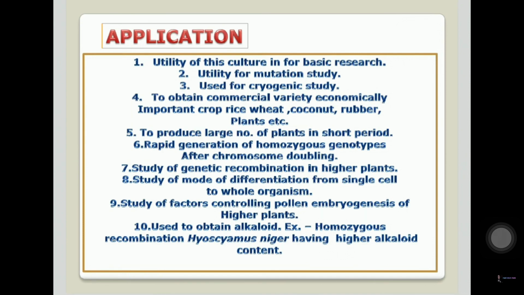Then it is used for cryogenic studies. It is used to obtain commercial varieties economically. Important crops like rice, wheat, coconut, and rubber plants are used to obtain commercial varieties. Then to produce a large number of plants in a short period. This anther culture has a great role in producing a large number of plants in a short period of time. Then rapid generation of homozygous genotypes after chromosome doubling.